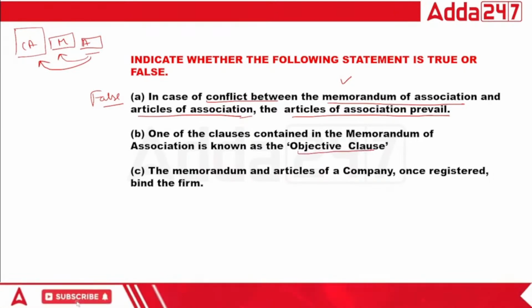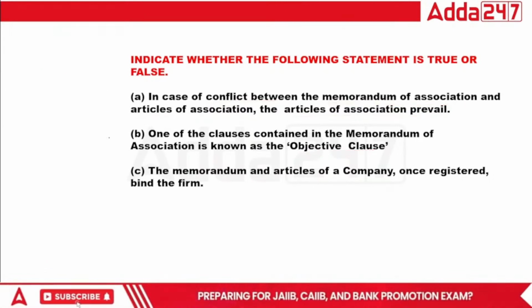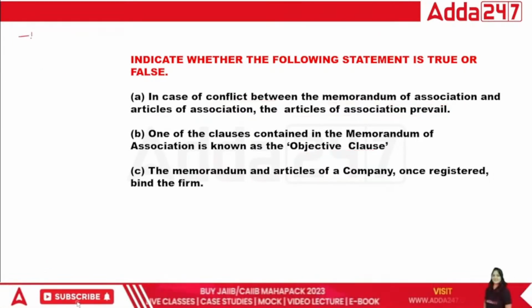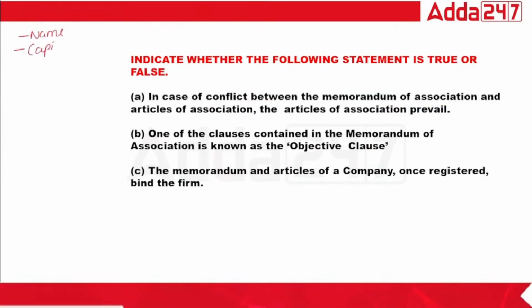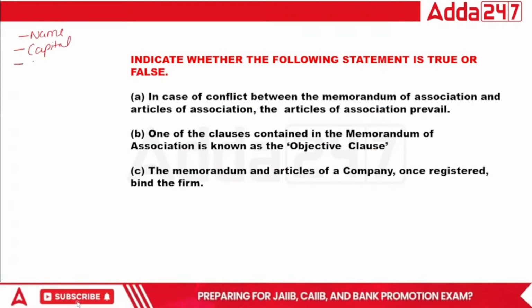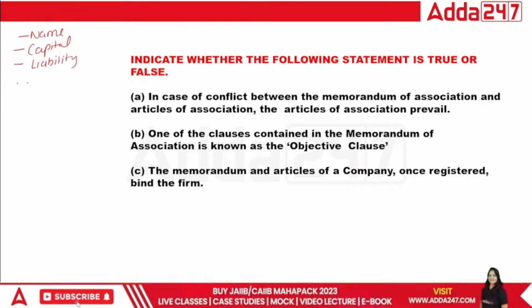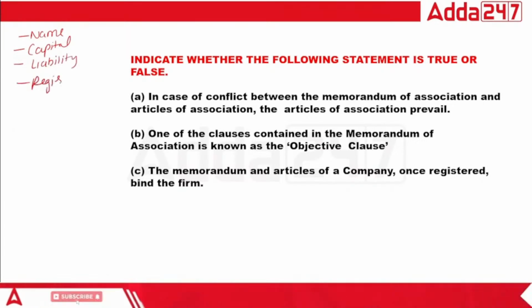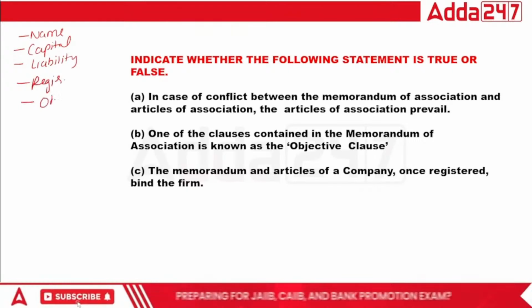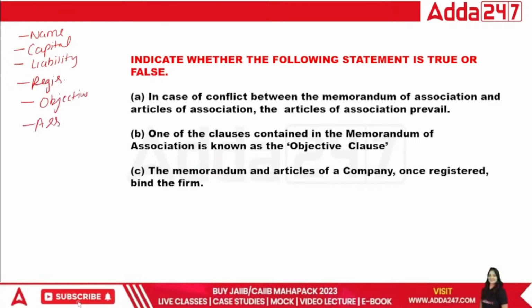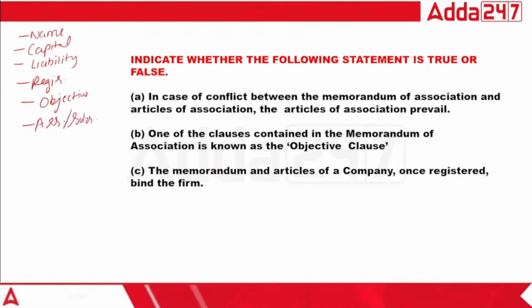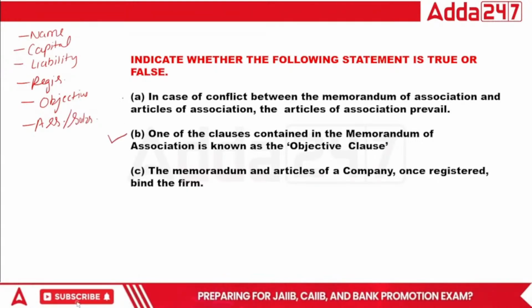So now let's understand the clauses of Memorandum of Association. Name clause, capital clause, liability clause, registered office clause, object clause, and association clause. The association clause is also known as the subscription clause. So that's why for B1, this is absolutely right.